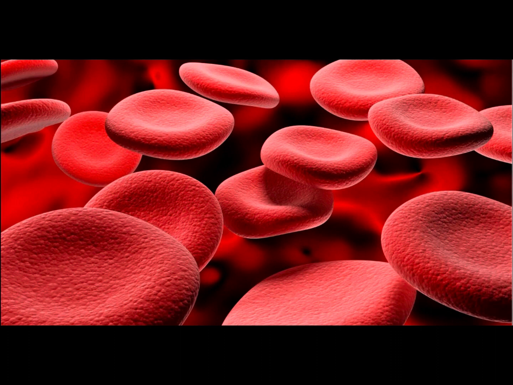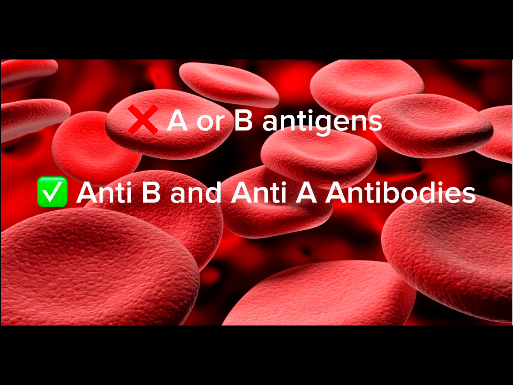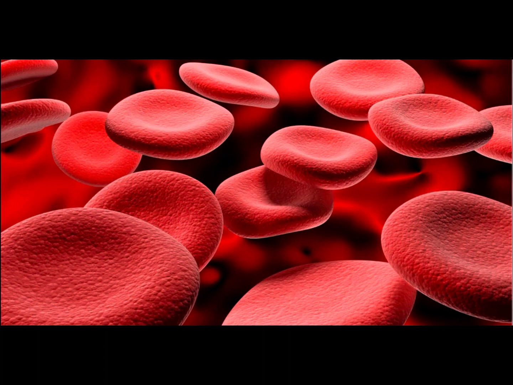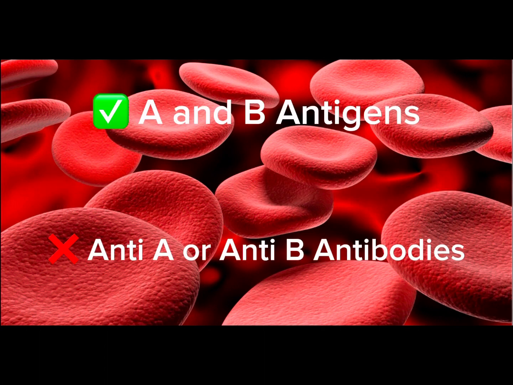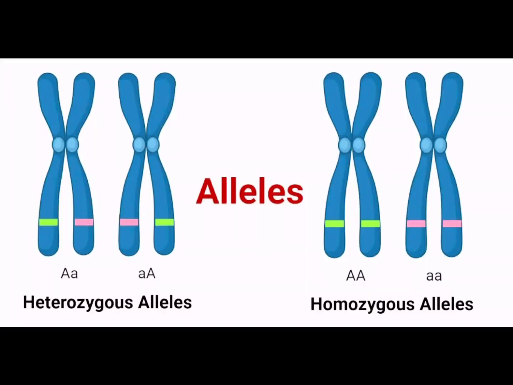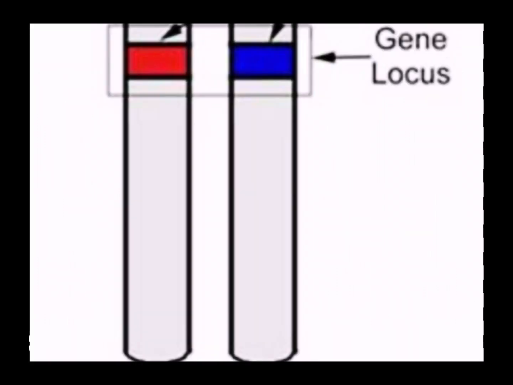Just like we learned before, a person with A antigens has anti-B antibodies, and vice versa. A person with neither A or B antigens has both anti-A and anti-B antibodies, and a person with both A and B antigens has neither anti-A nor anti-B antibodies. Human blood types are inherited by multiple alleles. This occurs when 3 or more genes occupy a single locus on a chromosome.